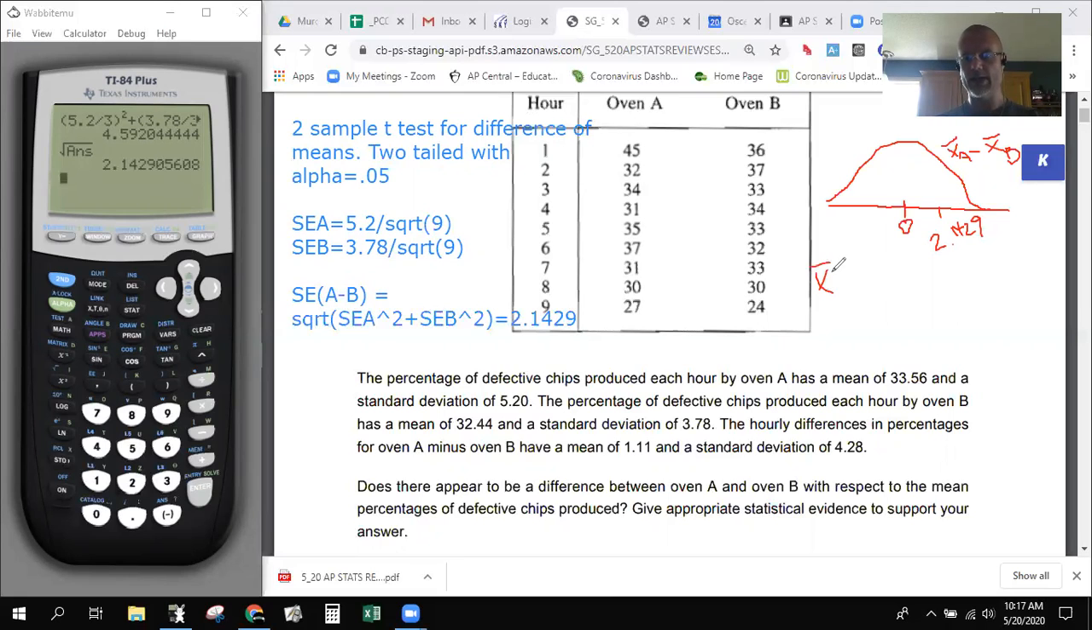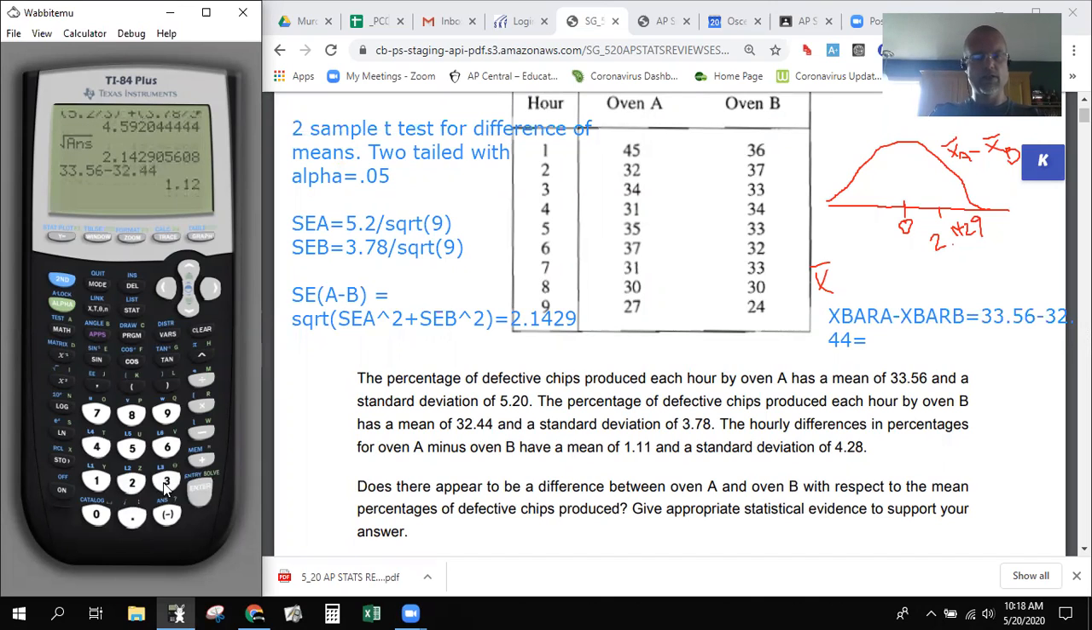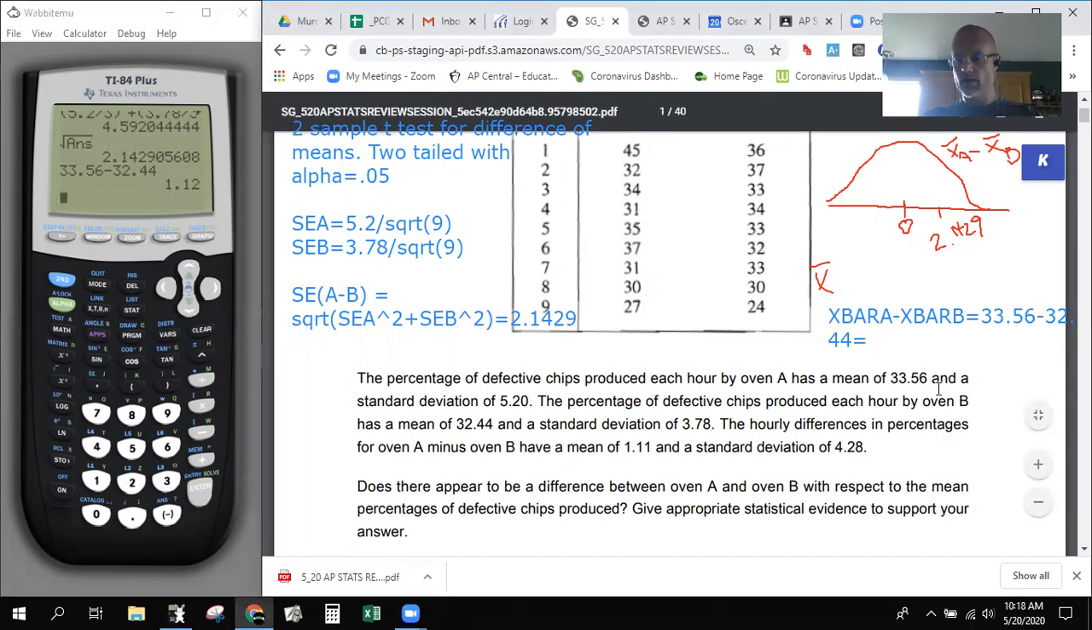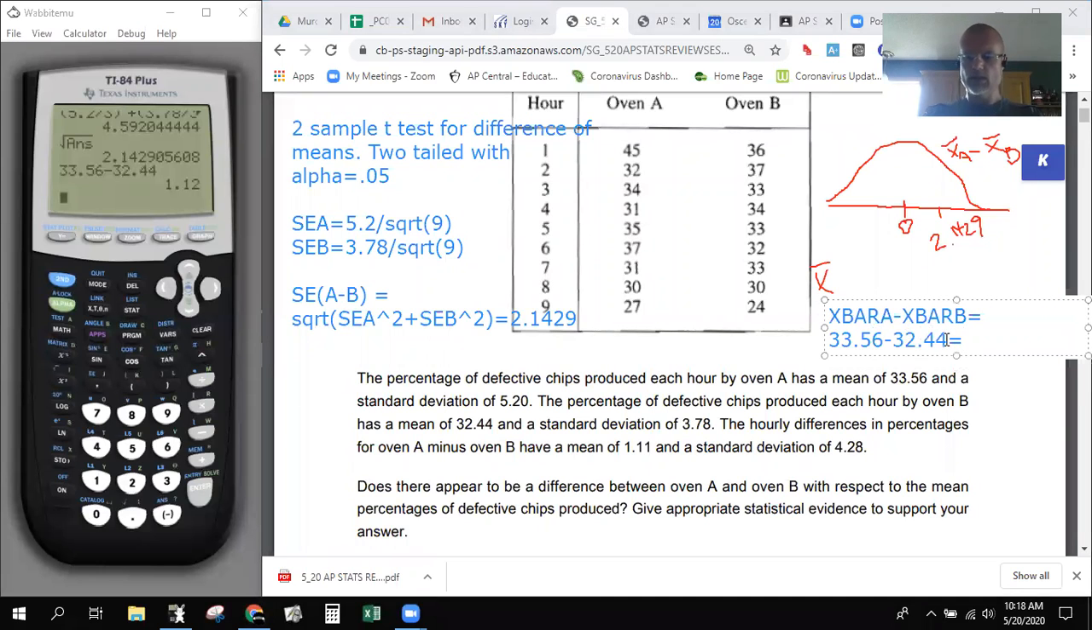So now it's our time to figure out what we got. So we have X bar A minus X bar B is equal to 33.56 minus 32.44, which is 1.12. Okay, so this thing is 1.12.